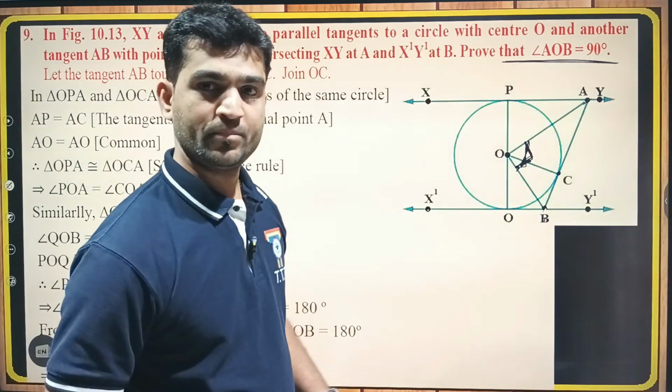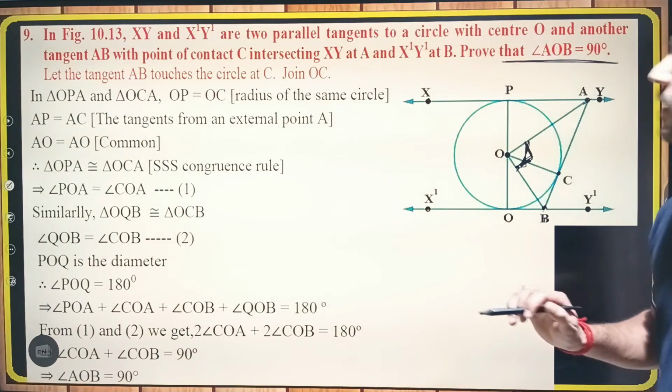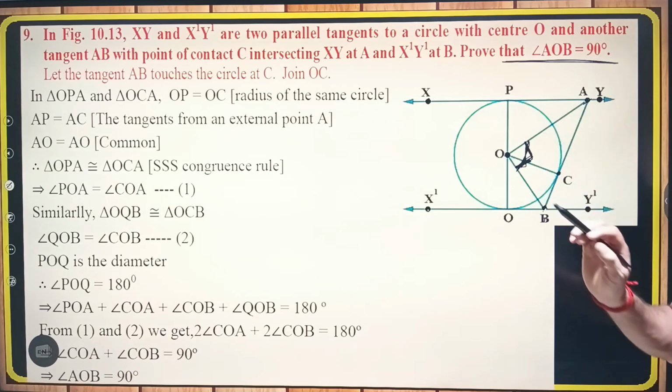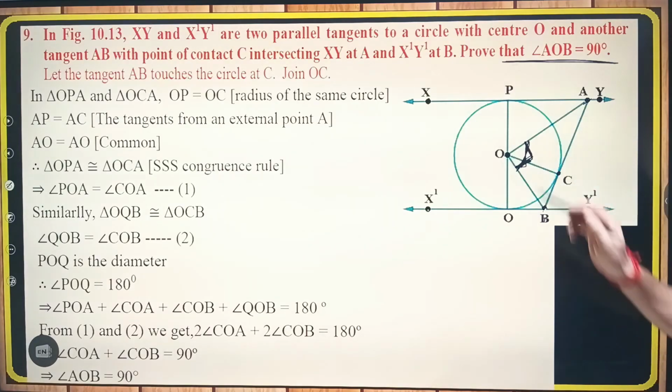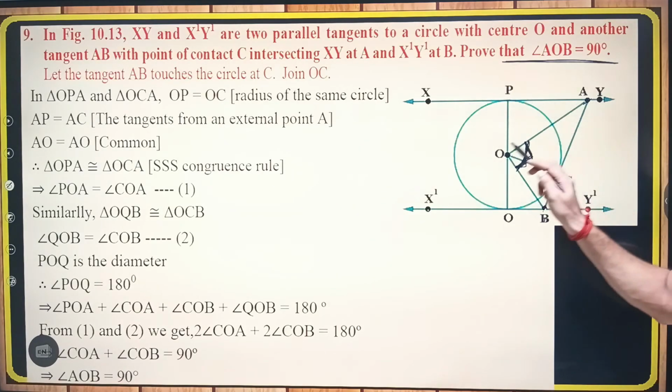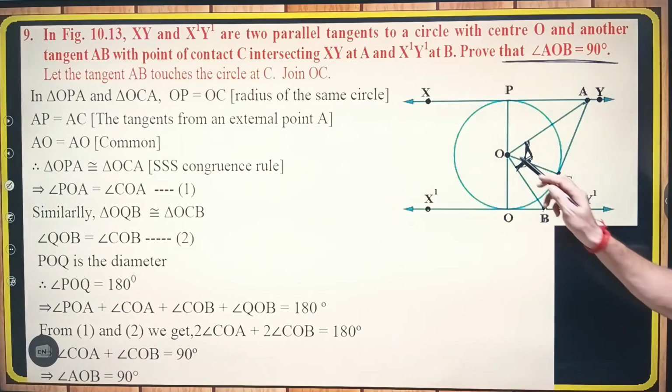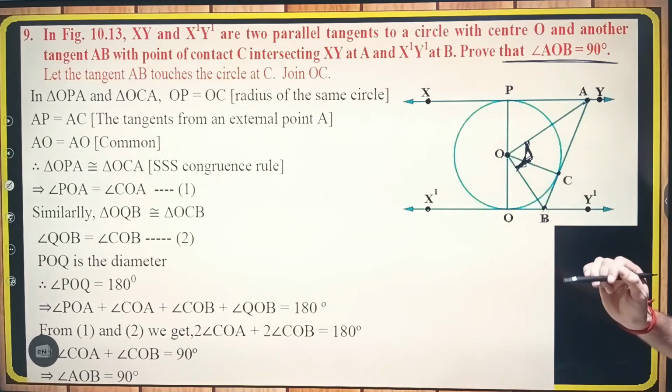Just observe the triangles. OPA is a triangle. Observe clearly. OPA is a triangle, and another one, OCA, is also a triangle.